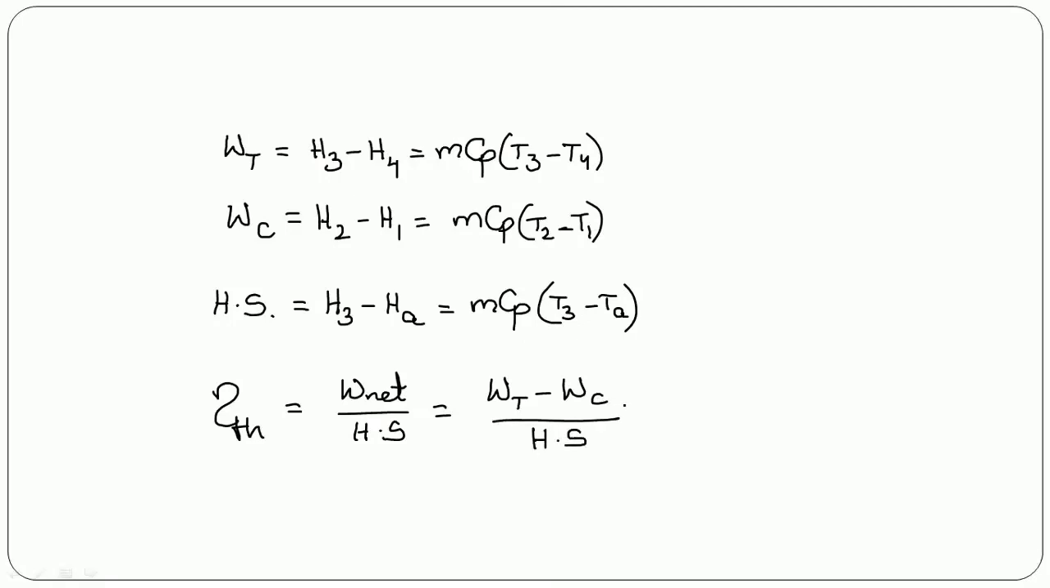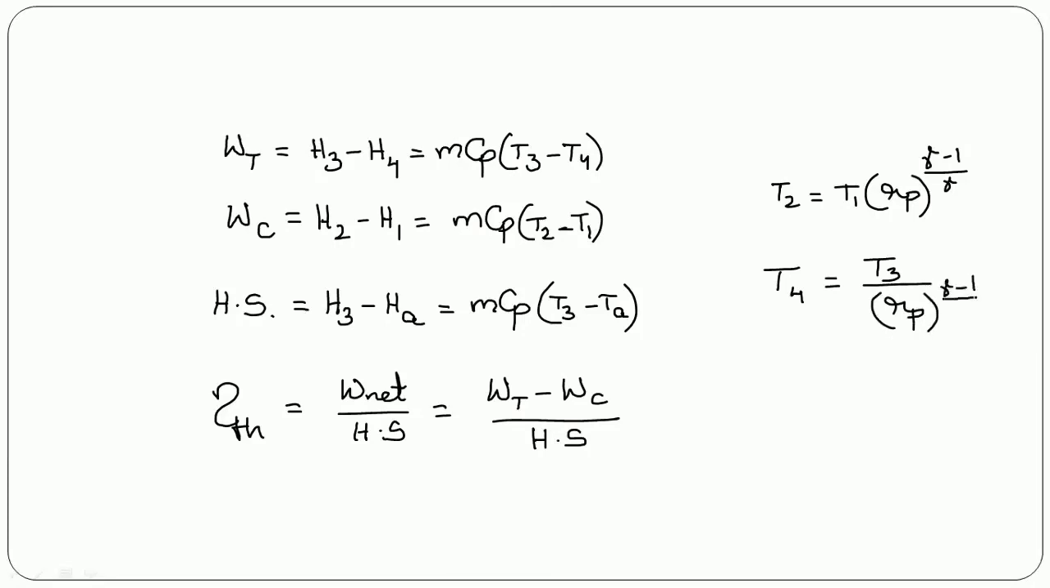Now the question that arises here is, we can find T2, we can find T4, because the processes are isentropic. If the pressure ratio is given, T2 can be determined by using T1 into Rp to the power (gamma minus 1) by gamma. T4 can be determined by using T3 by Rp to the power (gamma minus 1) by gamma, if T3 and pressure ratio are given, minimum and maximum temperatures. But how do we determine this TA? This plays a very important role here.